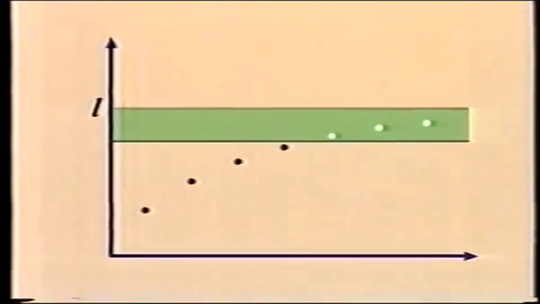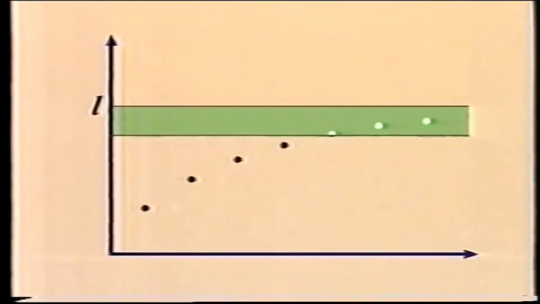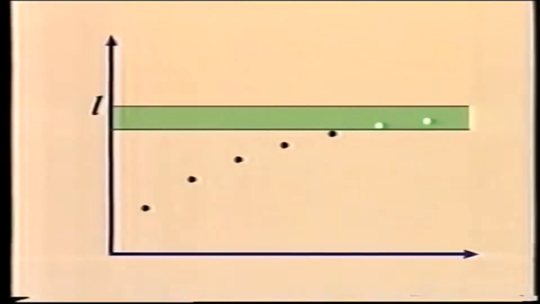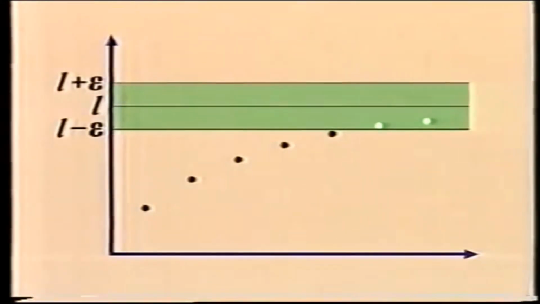And it doesn't matter how thin a strip we take. Eventually, all points of the sequence must lie inside it. But this means that the sequence converges to L, because if we take any strip around L, from L minus epsilon to L plus epsilon, then there must be some integer n, such that all the terms of the sequence beyond n lie in the strip. So L must be the limit of the sequence.